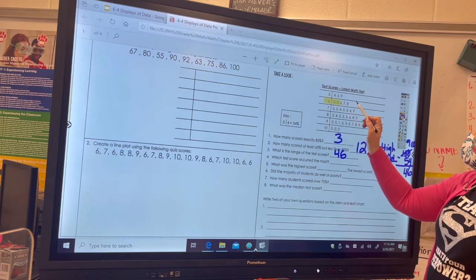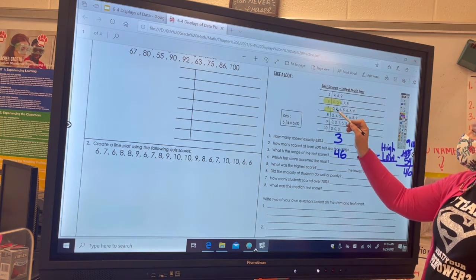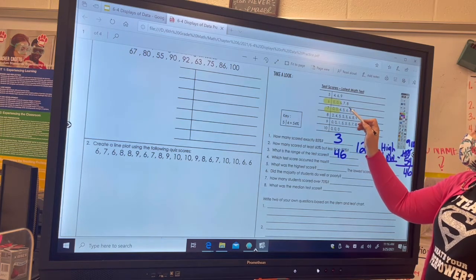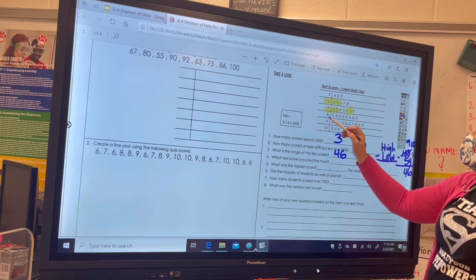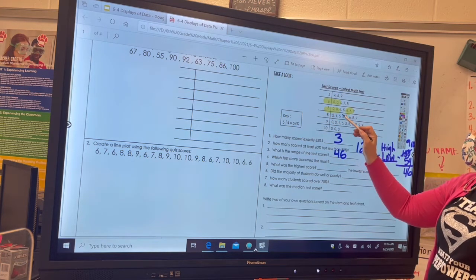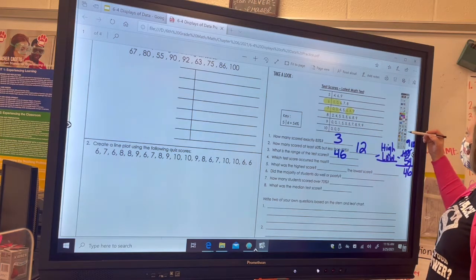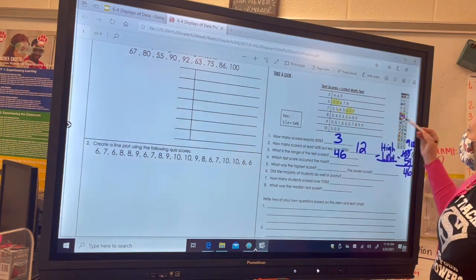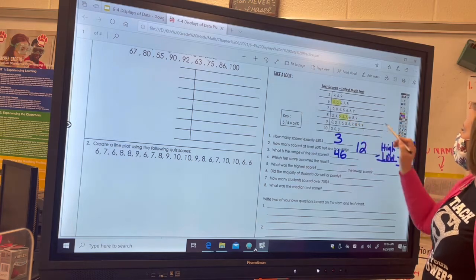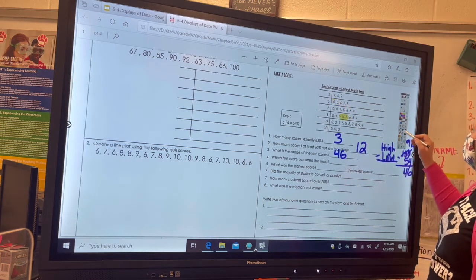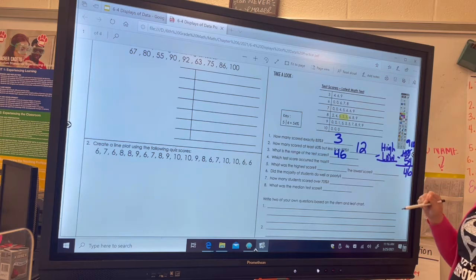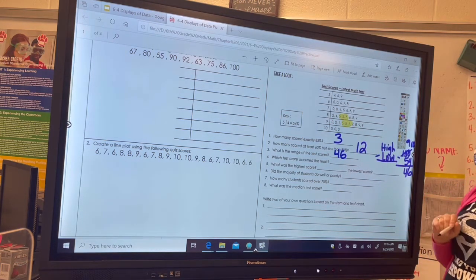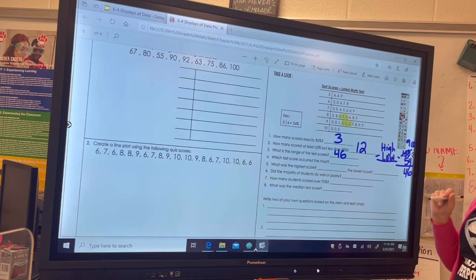66, 67, 68, 70, 70. That one's there twice. 74, 75, 76, 76. It's there twice. 79, 82, 84, 85, 85, 85. Well, 85 is there how many times? 3 times. So let's highlight that one because that one's there 3 times. 86, 88, 89, 90, 90, 91, 95, 95, 95. Well, there's another 3-er. 97, 98, 99, 99, 100, 100, 100.